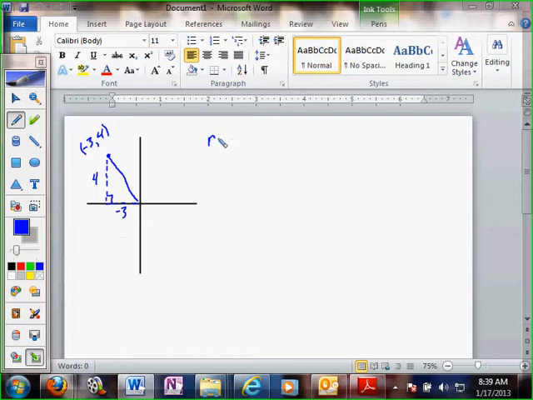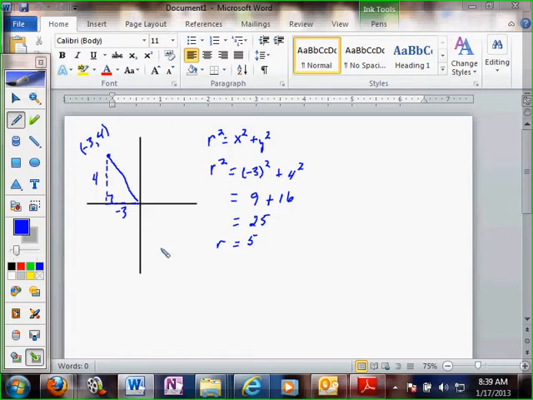Well, r squared is equal to x squared plus y squared. So r squared is going to be equal to negative 3 squared plus 4 squared, which is 9 plus 16, which is 25, which means that r, when I take the square root, is still 5. We're still looking at the positive version of r.